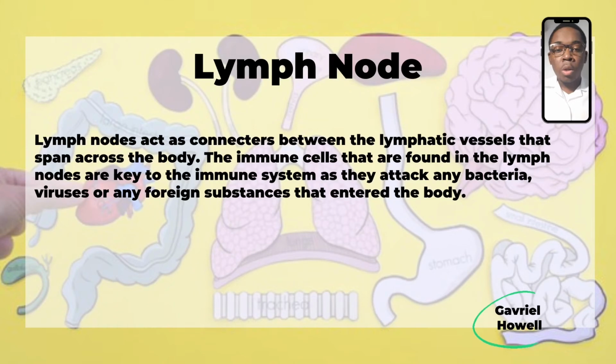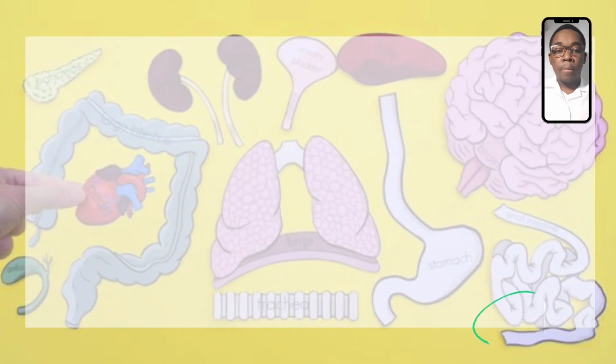Thank you, Samantha. Now we'll be looking at lymph nodes. Lymph nodes act as connectors between the lymphatic vessels that span across the body. The immune cells that are found in lymph nodes are vital to the immune system as they attack bacteria, viruses, and any foreign substance that enters the body.